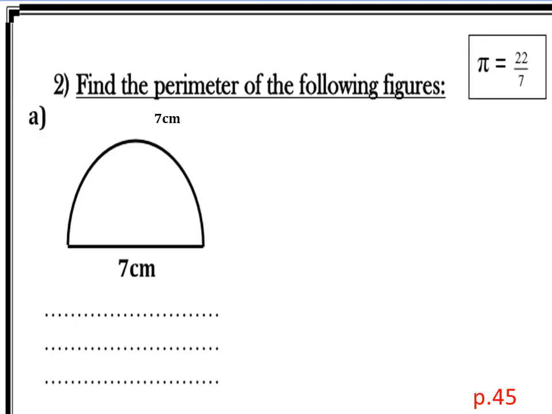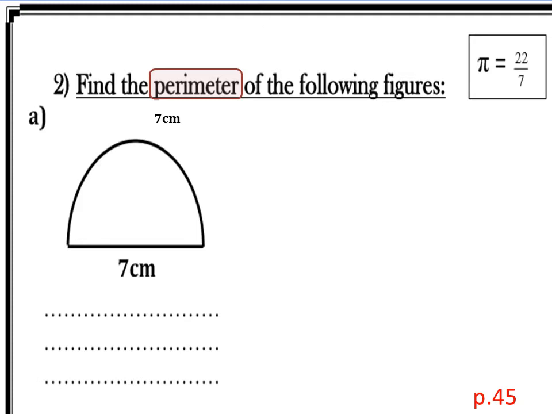And now open your booklet page 45. Find the perimeter of the following figures when the value of pi is 22 over 7. So we are going to use the value of pi as 22 over 7. In letter A, we have this figure. How can we find the perimeter? Perimeter means the length of the outer line.